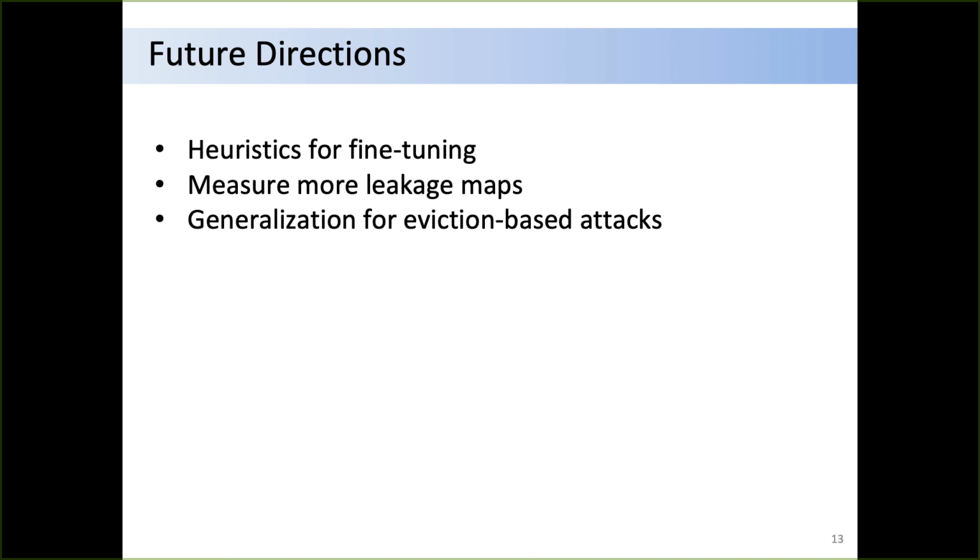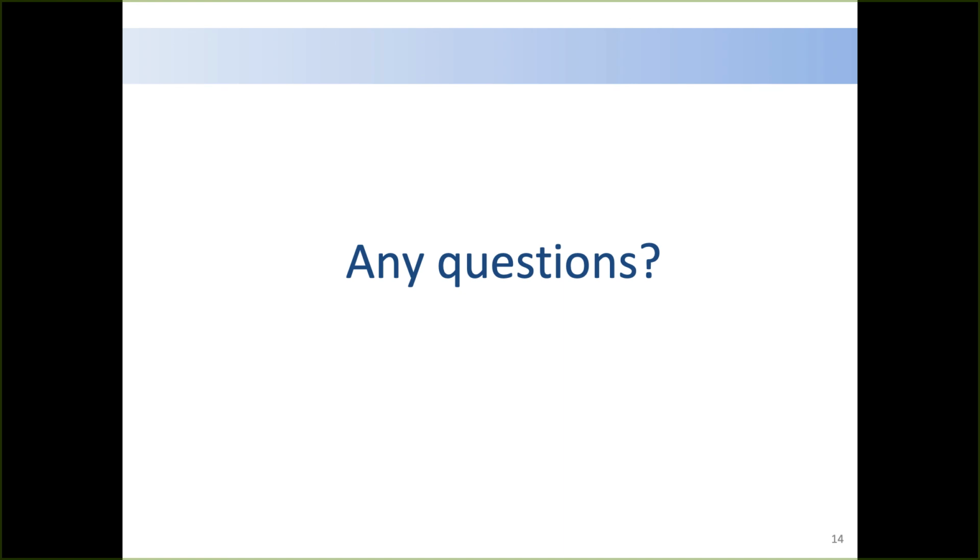Future directions for this work are heuristics for fine-tuning: after we retrieve the secret key, how can we denoise it? Also, measurements of more leakage maps to attack more CPUs, and generalizing to an eviction-based attack using a similar algorithm. This algorithm does not change the state of the system, but we can design a similar algorithm that can, and then also retrieve latencies and analyze them. So please ask questions, especially about the analysis phase, because it might be confusing.